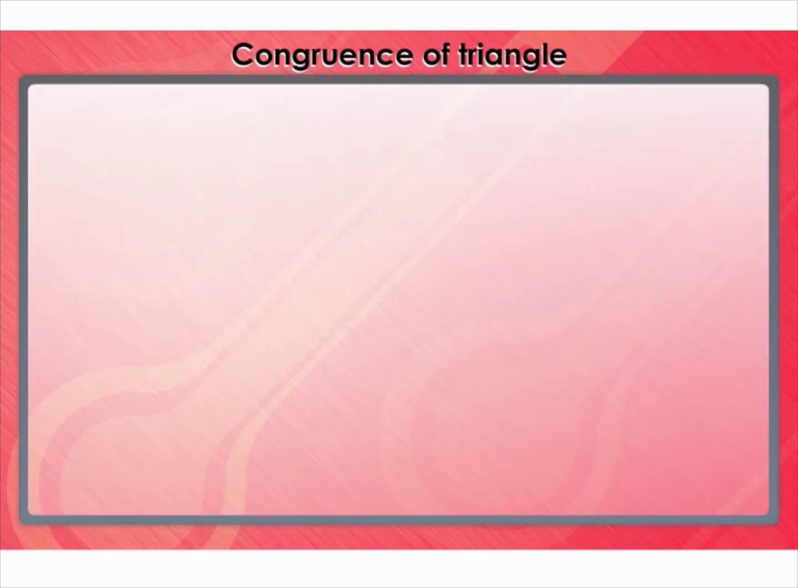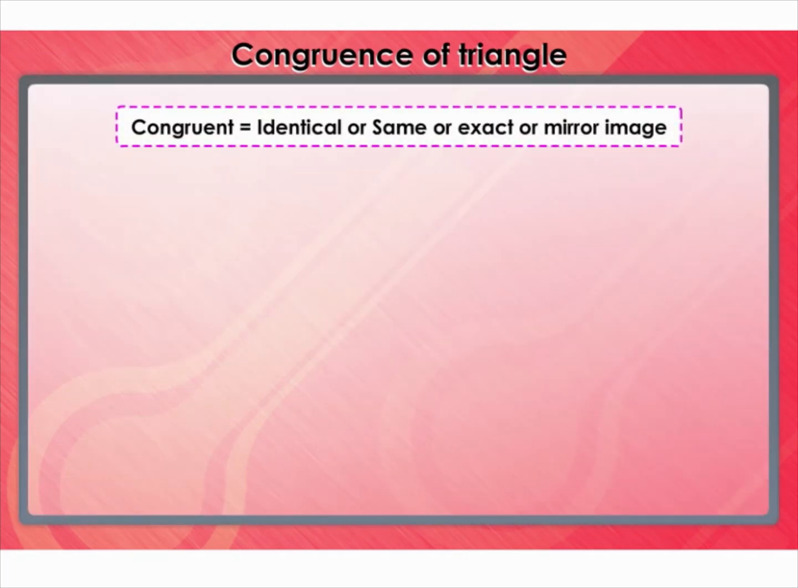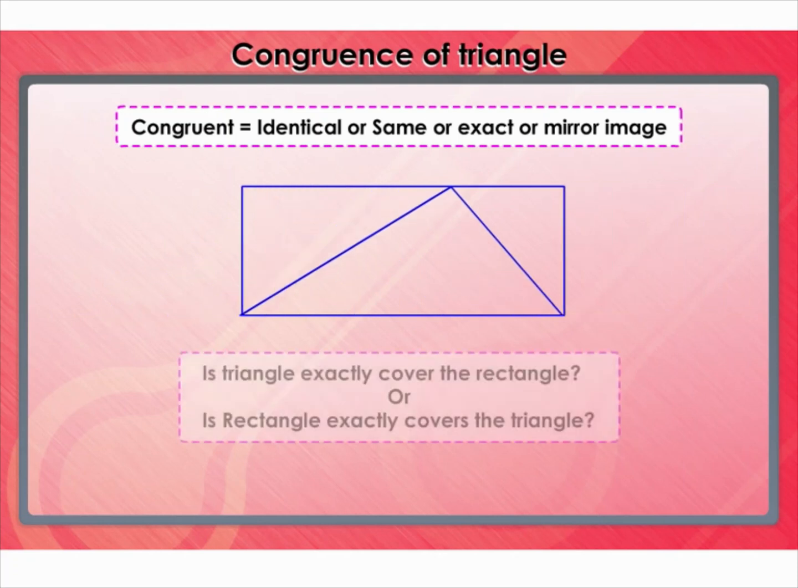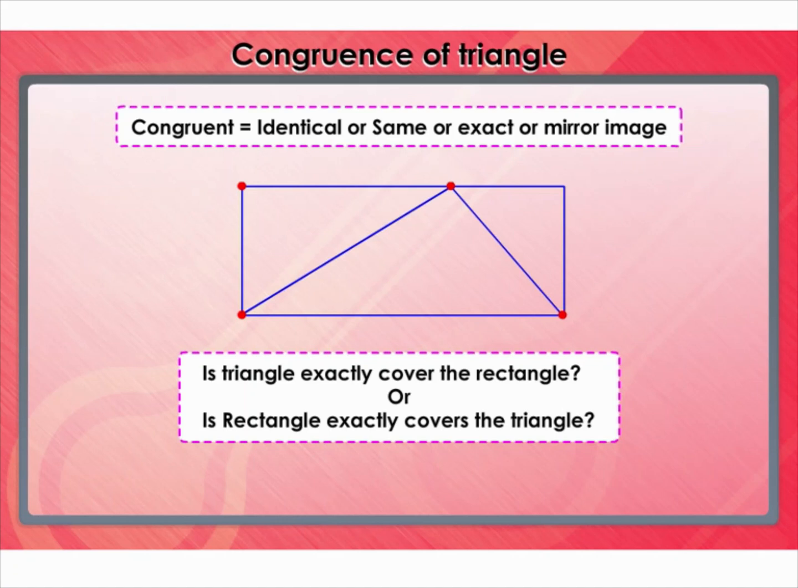Congruence of triangles. Congruent means identical or same or exact. Here we compare the shapes. Then we find they are congruent or not congruent. Let's draw two shapes, a triangle and a rectangle. Is the triangle exactly covering the rectangle? Or is the rectangle exactly covering the triangle? No. If the two shapes coincide with each other, we say they are congruent, else they are not congruent.